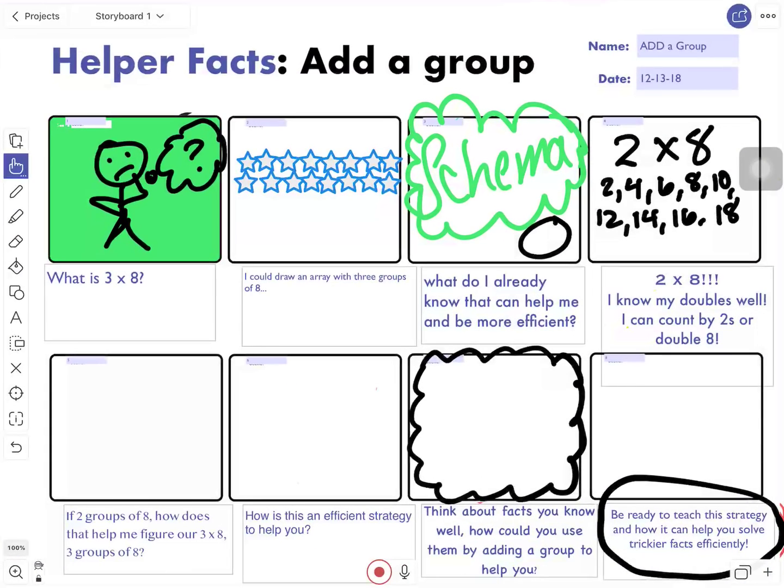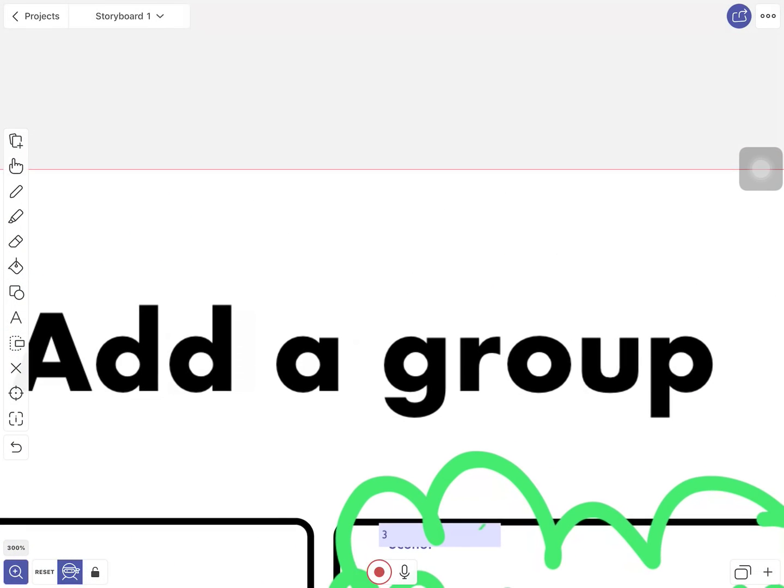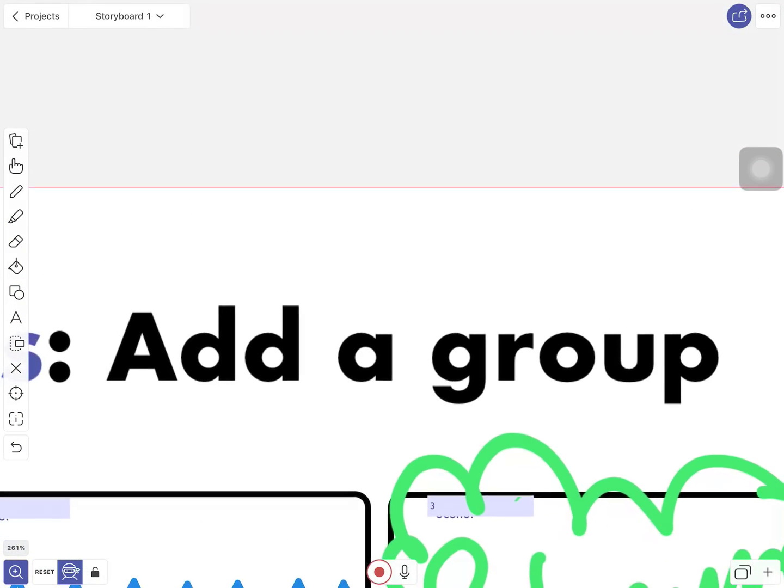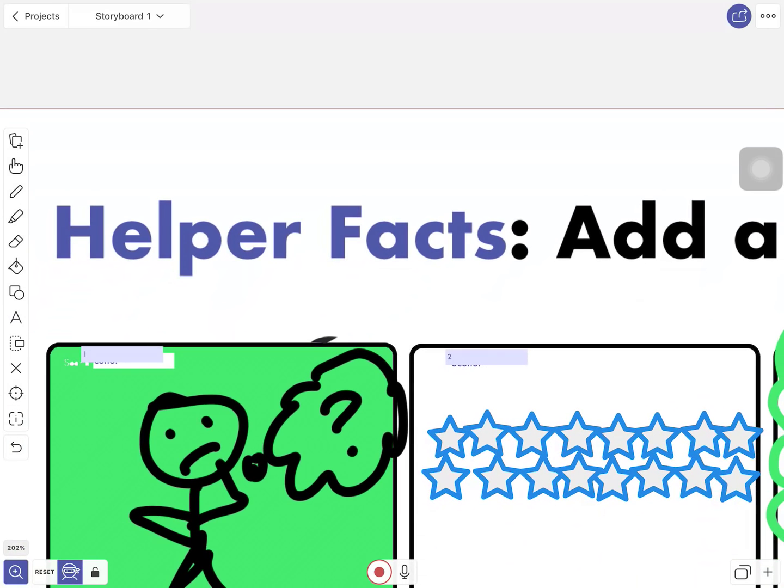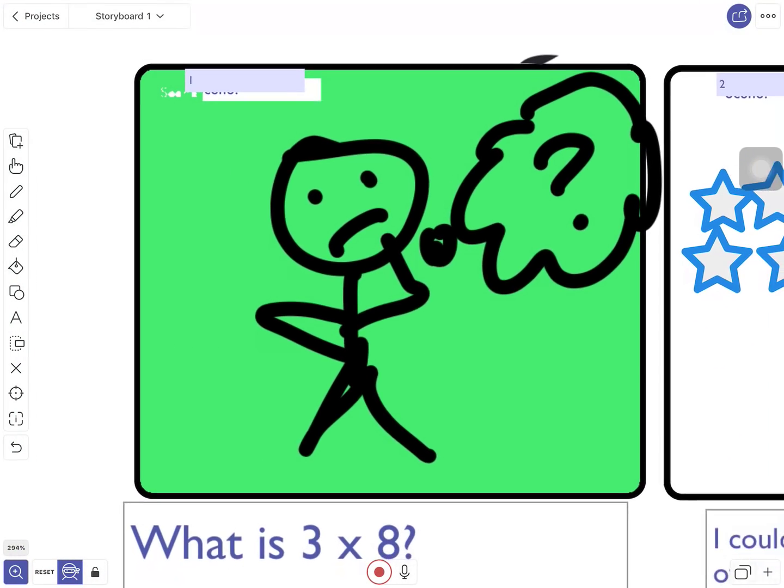Okay, today we are going to talk about the strategy of adding a group. Well, what does that mean? Well, it's a helper fact. So think about the fact 3 times 8.